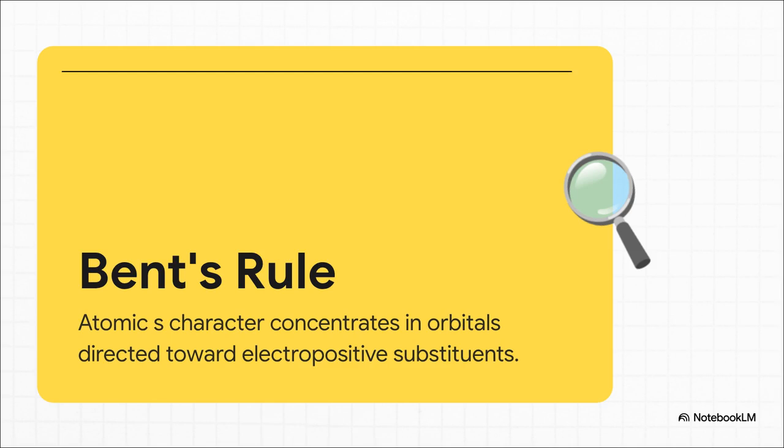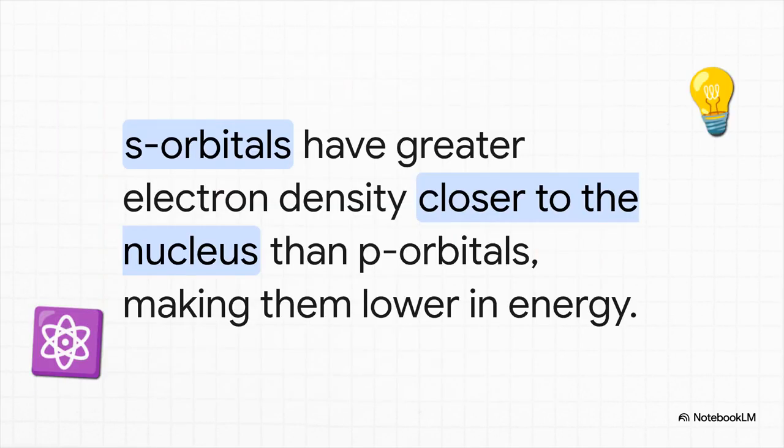Let's break it down. Okay, think of it like this. An atom has different kinds of orbitals, mostly s and p orbitals. s orbitals are spherical, and the important thing is their electrons can get right up close to the nucleus. p orbitals are shaped more like dumbbells, and their electrons are generally a bit farther away. So because s orbitals are closer to the positive nucleus, the electrons in them are held way more tightly. They're at a lower, more stable energy. They're prime real estate.